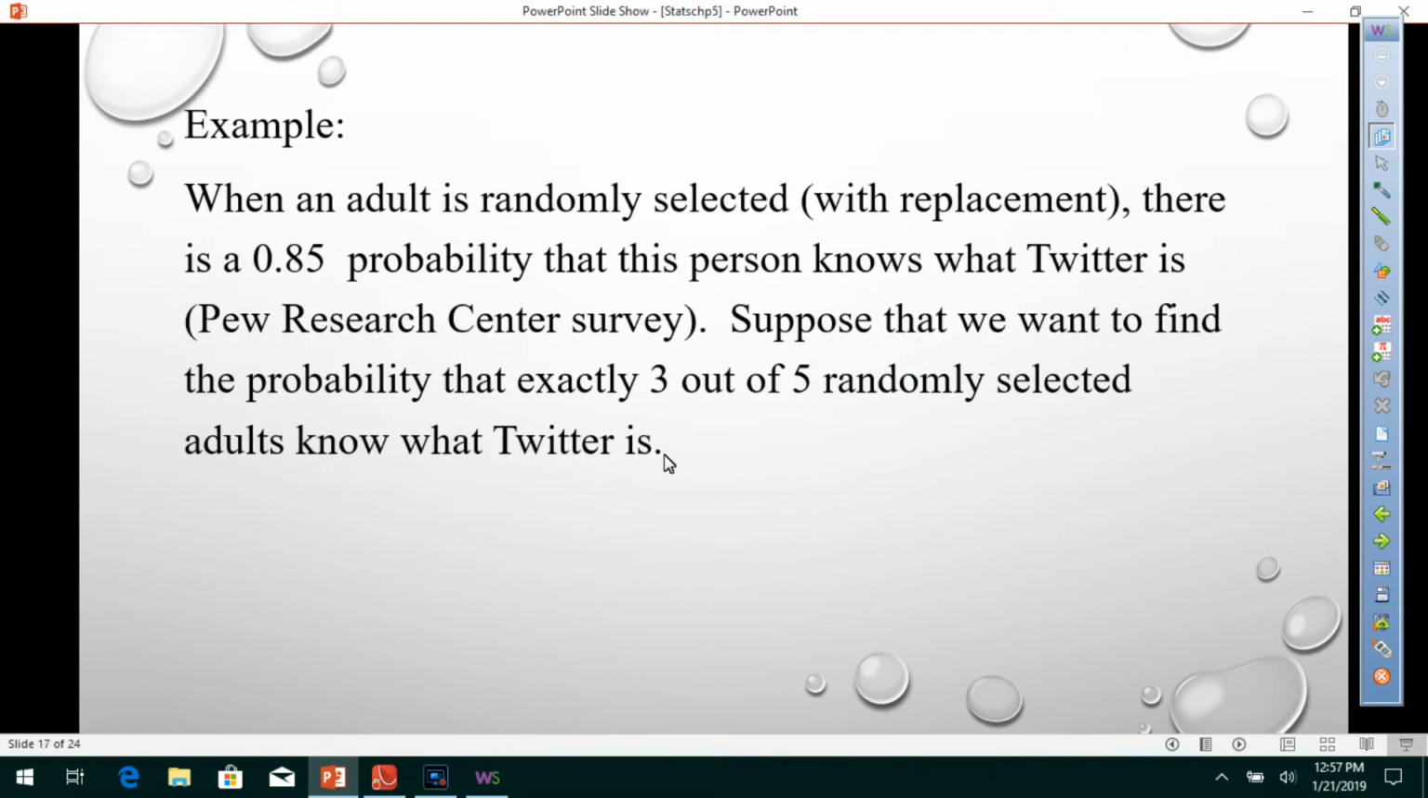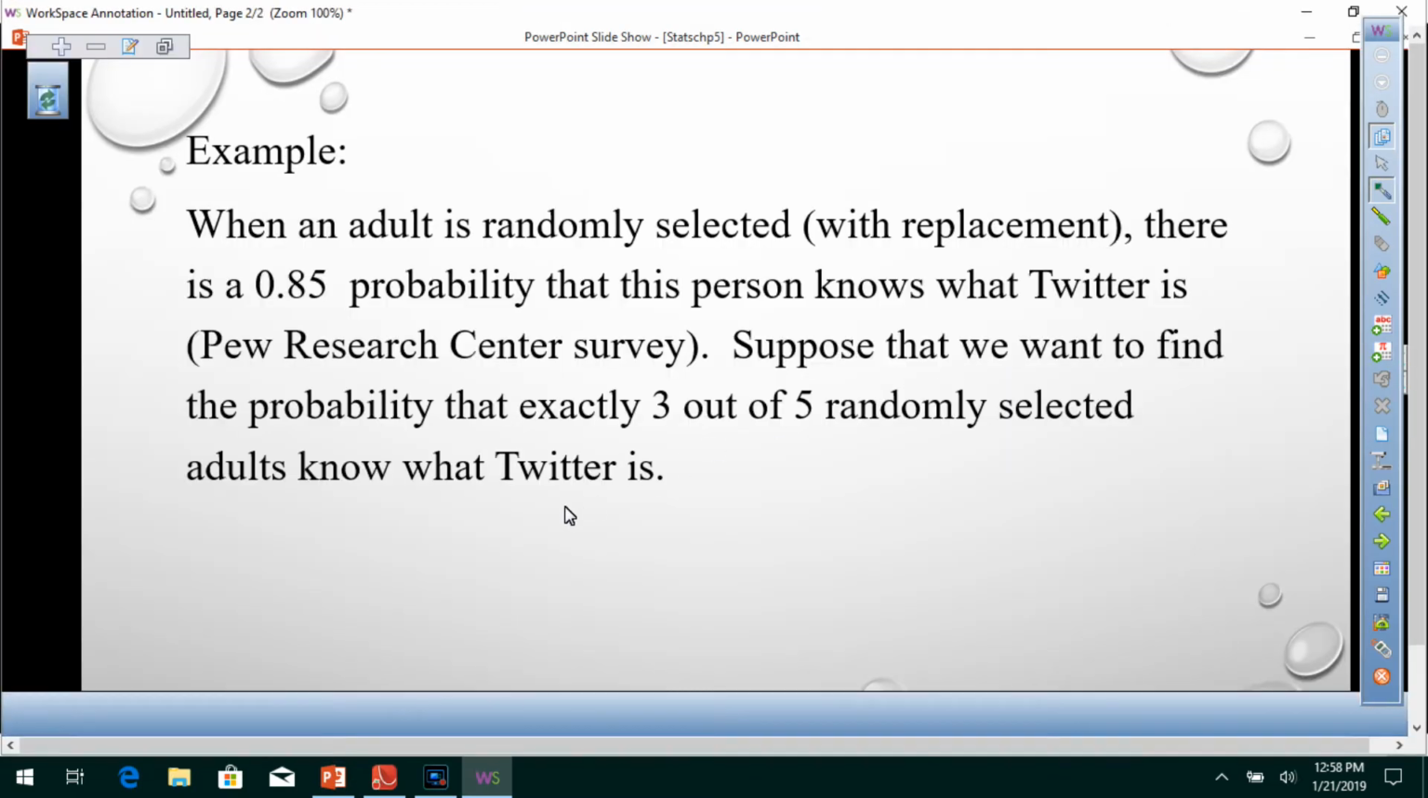Example: when an adult is randomly selected with replacement, there is a 0.85 probability that this person knows what Twitter is. This is from a Pew Research Center survey. Suppose that we want to find the probability that exactly 3 out of 5 randomly selected adults know what Twitter is. To do that, we need to make sure that we can use a binomial probability distribution.